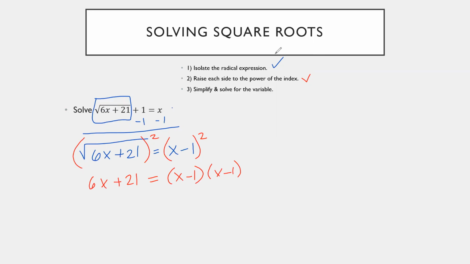And the trick here is we're going to need to FOIL. X times x gives us x squared. X times negative 1 gives us negative x. Negative 1 times x gives us negative x. And negative 1 times negative 1 gives us positive 1.